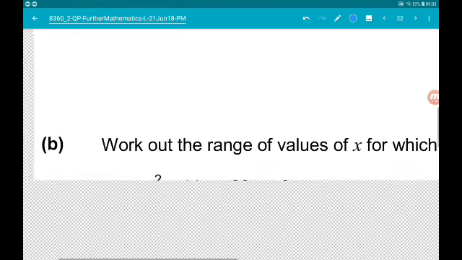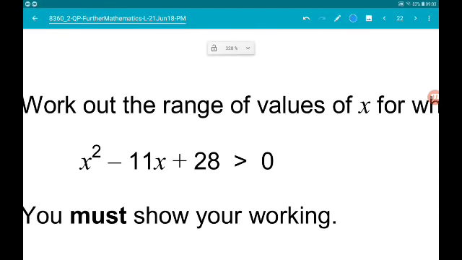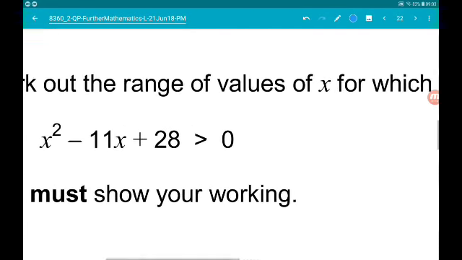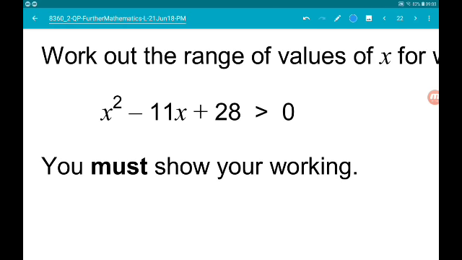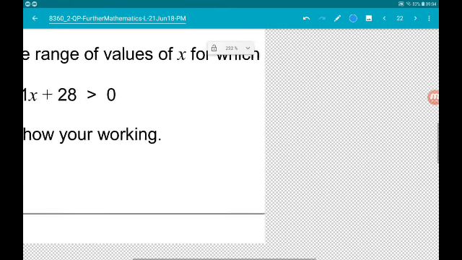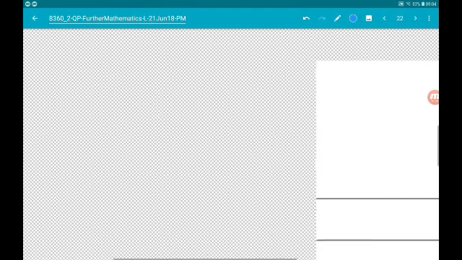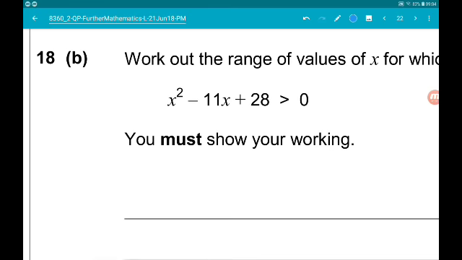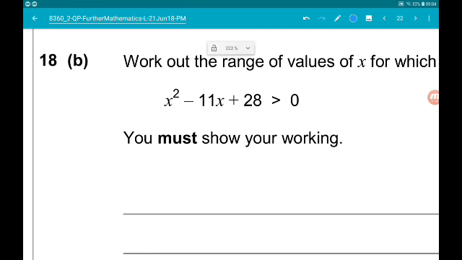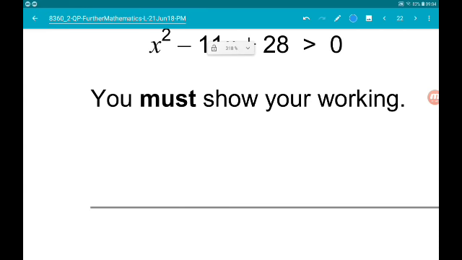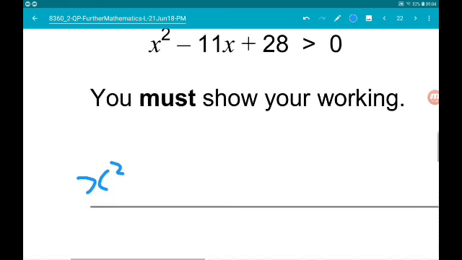Cool. Part B wants us to work out the range of values of x for which x squared minus 11x add 28 is greater than 0. How many marks are they giving us for this then? 3. Okay, so it's a quadratic inequality. What we do is we sketch the graph. To be able to sketch the graph, we need to work out the x-intercepts. So first of all, set the quadratic equal to 0.